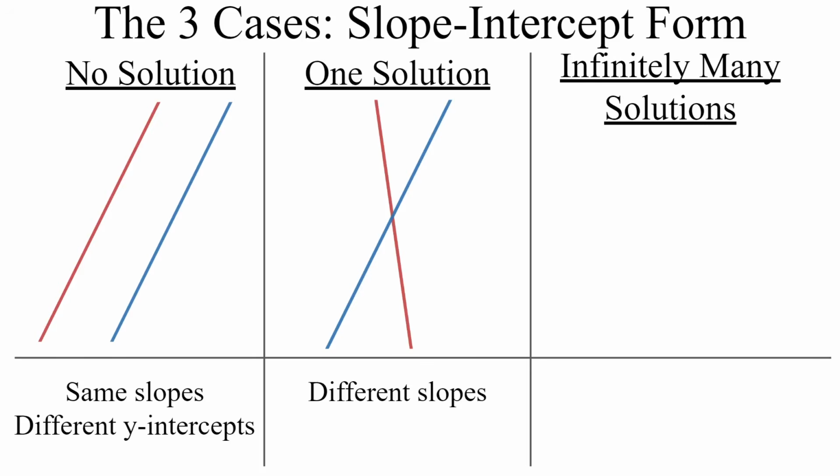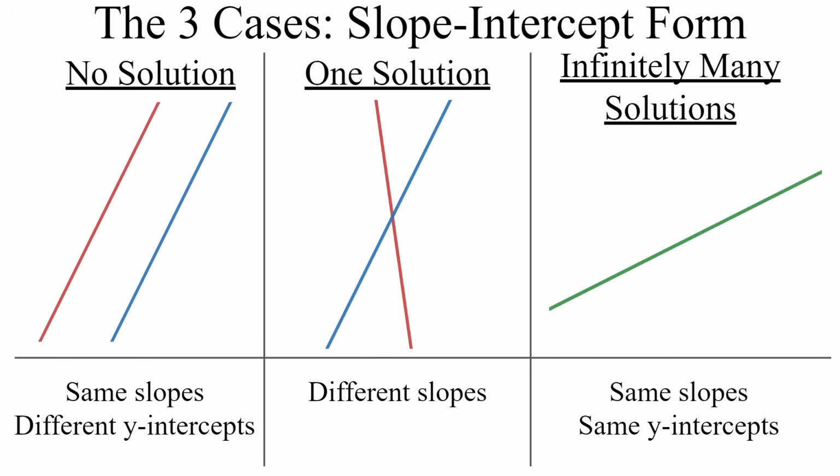And for the infinitely many solutions case, which looks like this, we know that they have the same slope and the same y-intercept. So please, please, please take a second to jot this down. Understanding and knowing this table, like the back of your hand, is crucial to a lot of digital SAT math questions.